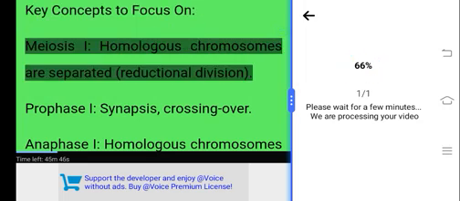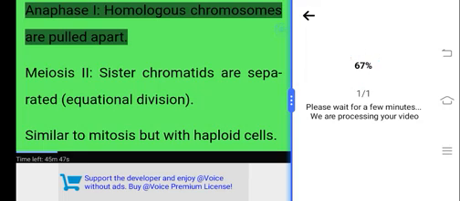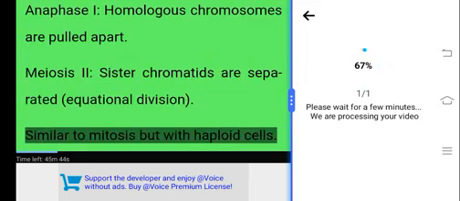Meiosis I. Homologous chromosomes are separated. Reductional division. Prophase I. Synapsis. Crossing over. Anaphase I. Homologous chromosomes are pulled apart. Meiosis II. Sister chromatids are separated. Equational division. Similar to mitosis but with haploid cells.